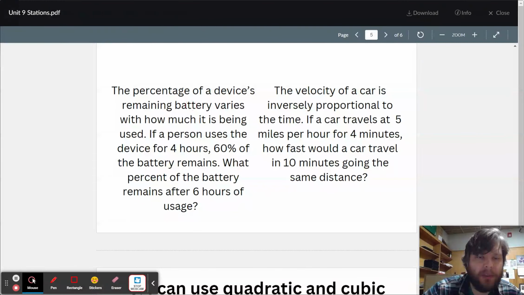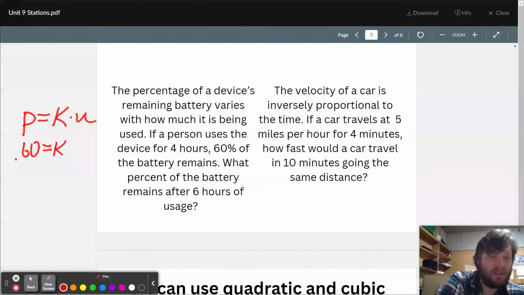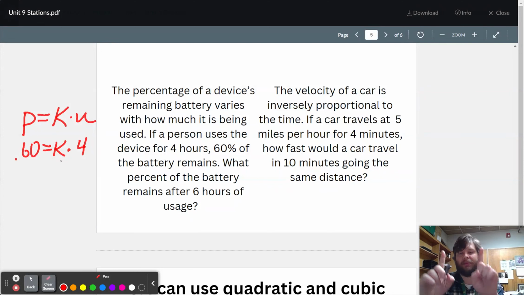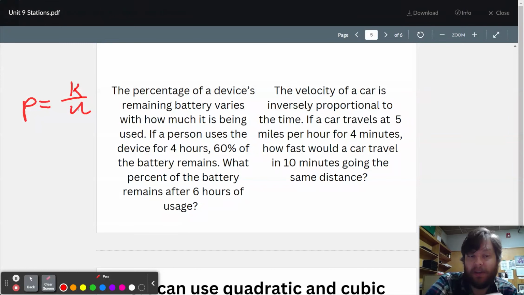Okay, percentage varies with how much it's being used. Okay, so the percent varies with the use. 60% is k times 4. Now, I'm going to be careful here because if it varies directly, that means they both go up together. Okay, so this is actually wrong. I made a mistake. The more you use the phone, the less battery it has. So I'm going to try to set that up again. It has to be an inverse variation because the more you use it, the less you have.